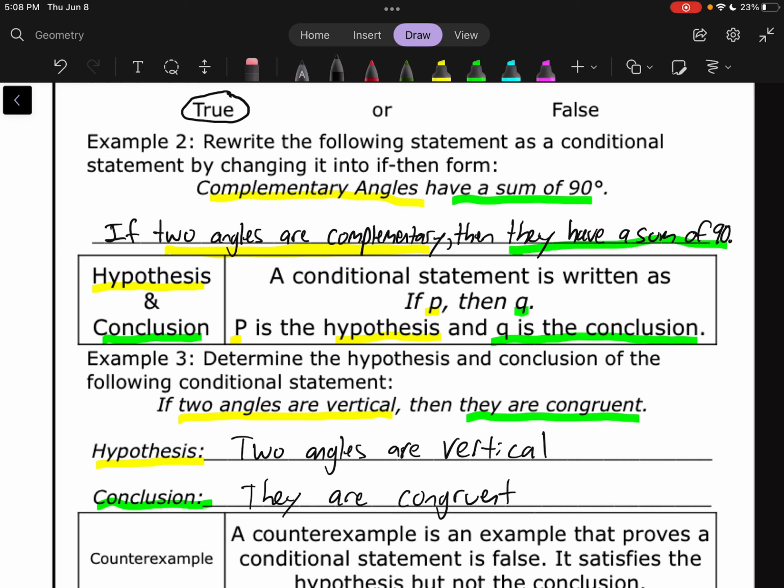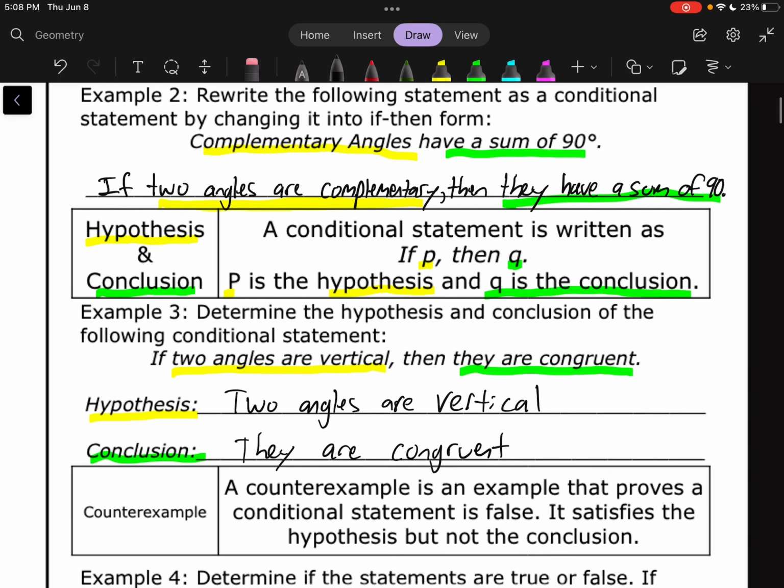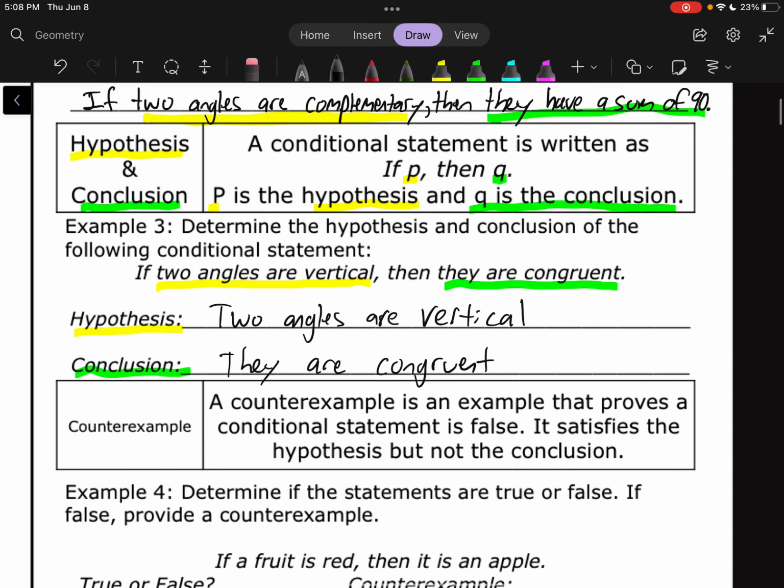Now, important clarification here. Notice that I'm not putting the word if in the hypothesis. If is not part of the hypothesis. The hypothesis follows if. Then is not part of the conclusion. The conclusion follows the word then. All right, so make sure you don't fall for a trick like that.